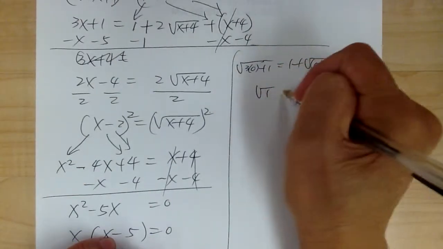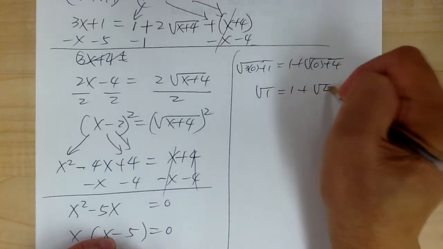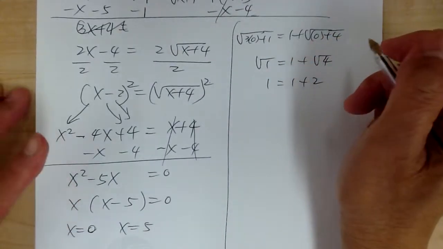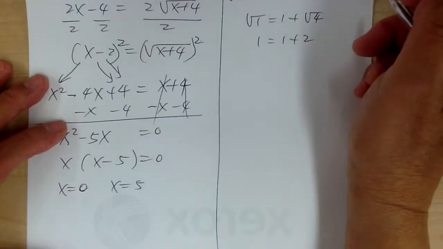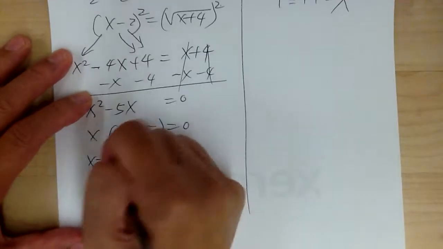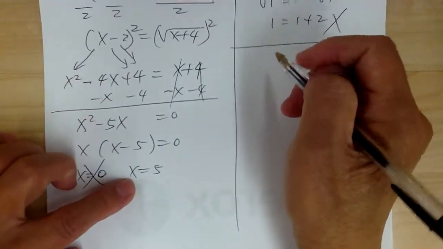So I get square root of 1 equal to 1 plus square root of 4. So I got 1 equal to 1 plus 2. So this one is no good. So this one is out. So I'm going to check the 5.